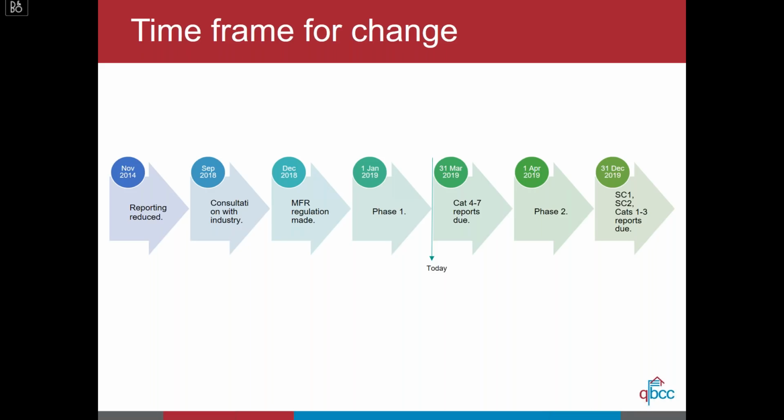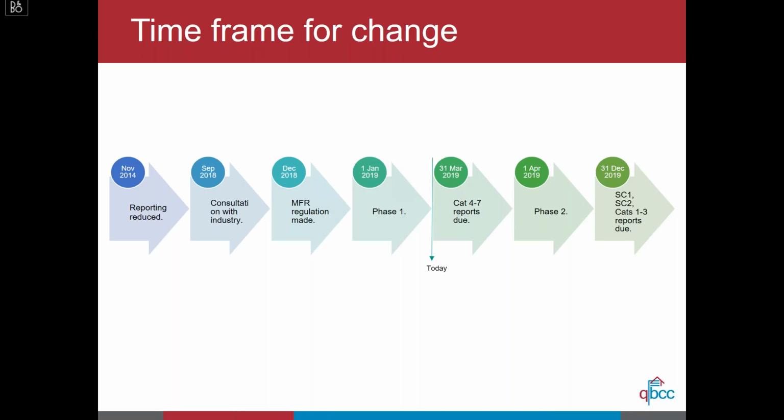I'll talk a bit more about that in a moment. The next key date that is probably going to impact a majority of you listening is if you are a SC1 or SC2 or Category 1 through to 3 licensee. Now that's essentially anyone with a turnover under 30 million. On or before the 31st of December is when your due date for supplying your financial information is going to be.